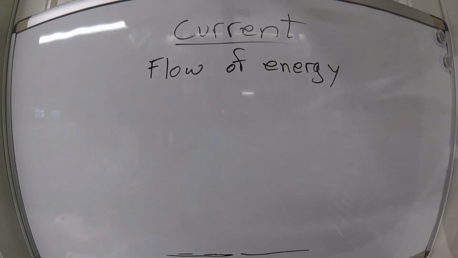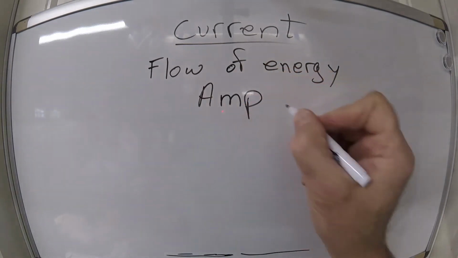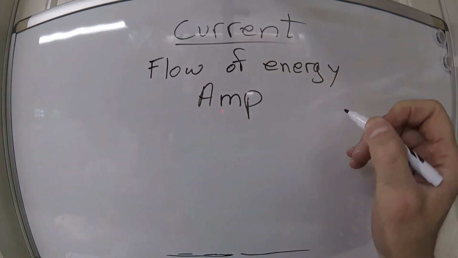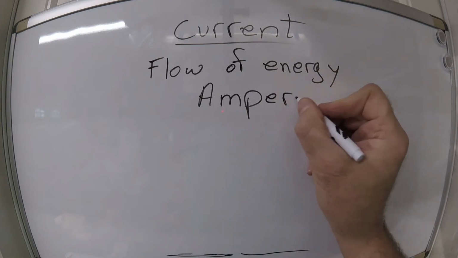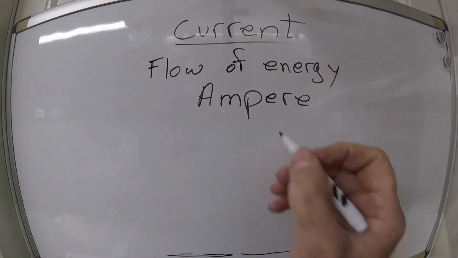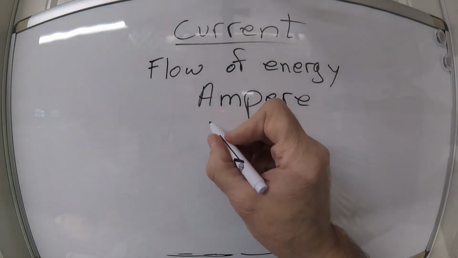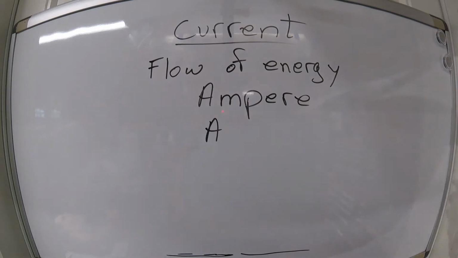And the unit of current is the amp, or more formally it's the ampere, and that's named after, I believe, a French scientist. His last name was Ampere, and you'll see it abbreviated as an A.